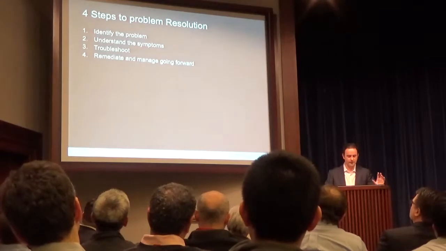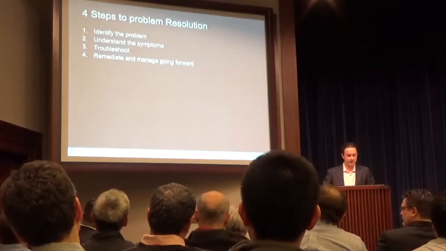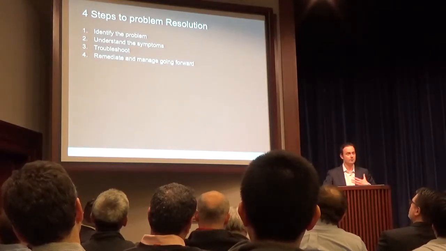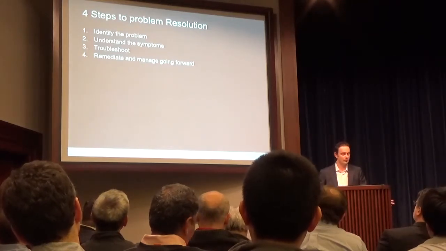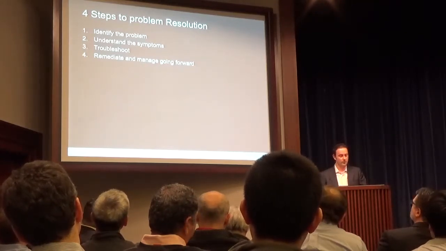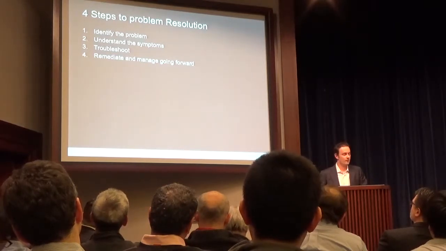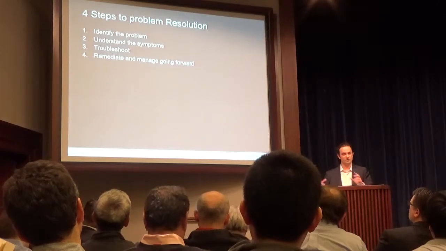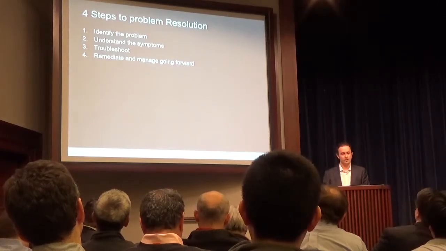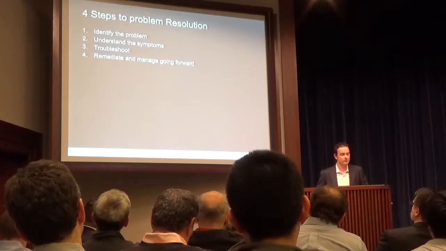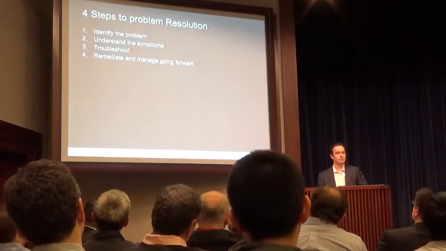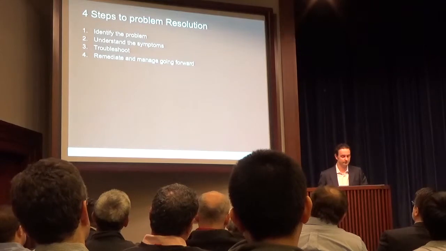Before I go into that, 4 steps to problem resolution. How do you do that? In my experience, what I normally do is I first have to identify the problem, one way or the other, using one tool or the other. You have to understand the symptoms. You have to start troubleshooting one way or the other, right? And whether it's production or pre-production, you have to go back into development and try to reproduce the problem. But ultimately, you have to fix the problem, remediate, and obviously manage it going forward. You want to make sure it doesn't happen again.